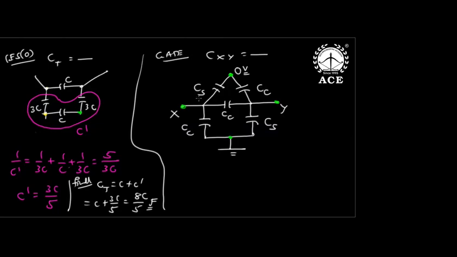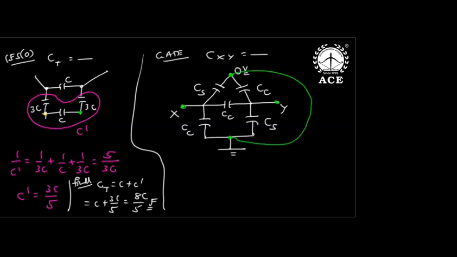Don't say, sir, the bridge is balanced. This is CS and CS. This is CC and CC. That is also not possible. But there is one node at 0 volt, and there is one node that is grounded. That is also 0 volt. If you can identify such nodes which are at the same potential, you can virtually join them.